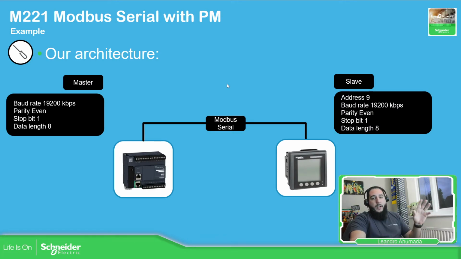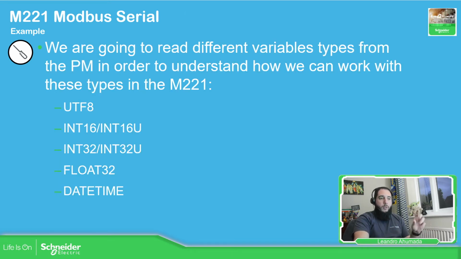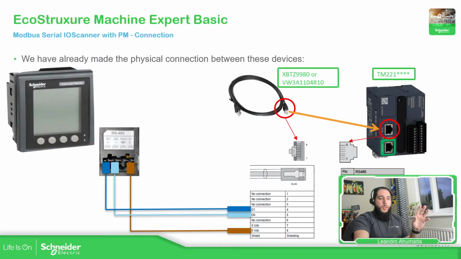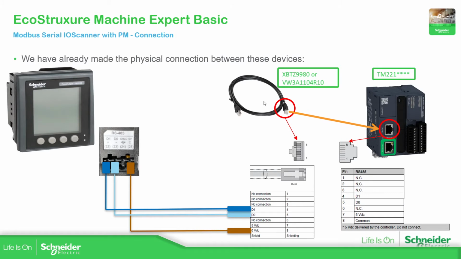This is our architecture, or how the connection is. We have already seen in the previous part the configuration for the Modbus and how we can troubleshoot it. Now what we're going to do is read this specific data: UTF-8, the integers, the different types of integer, the float, and the date and time. In the previous part, we already saw the Modbus communication, which is the pinout that you need for the cable in order to connect with the power meter. These are some references for what we've seen in the previous video.